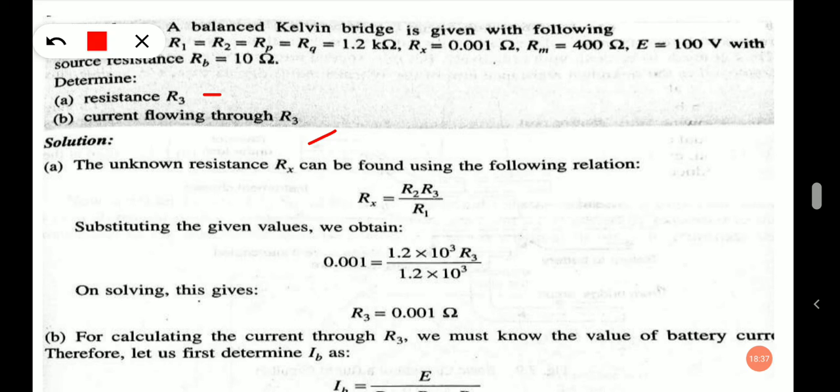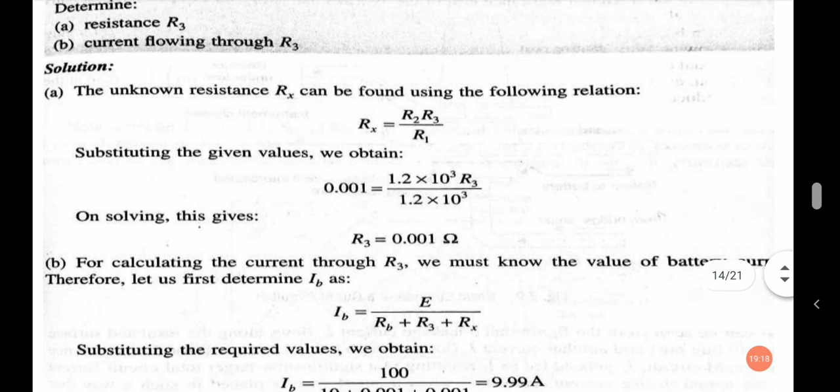So the unknown resistance can be found using the equation Rx equals R2 R3 upon R1. So here Rx we have the value 0.001, R2 is 1.2 kilo ohm, that is 1.2 into 10 to 3, upon R1, which is also the same, and R3 we don't know. From these calculations we can calculate R3, and it is 0.001 ohm. So this is the resistance R3.